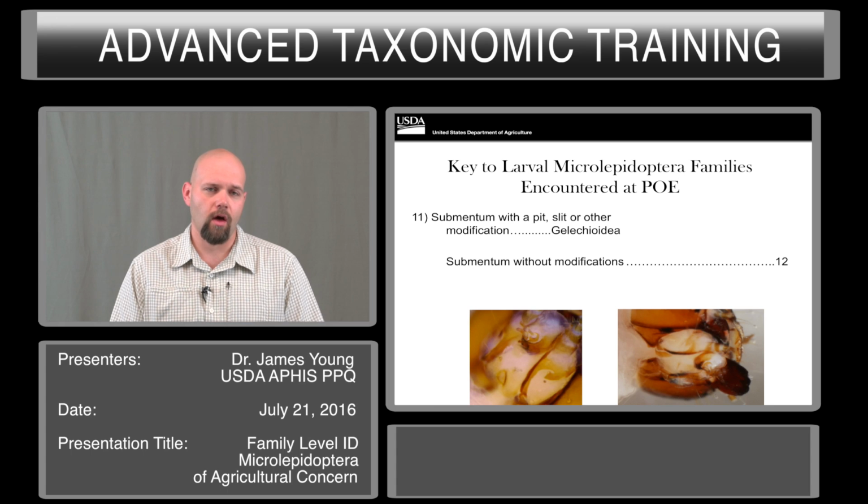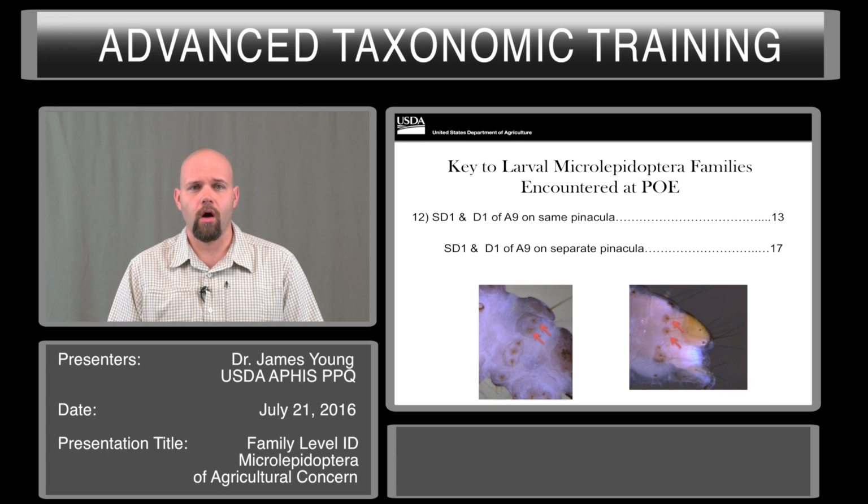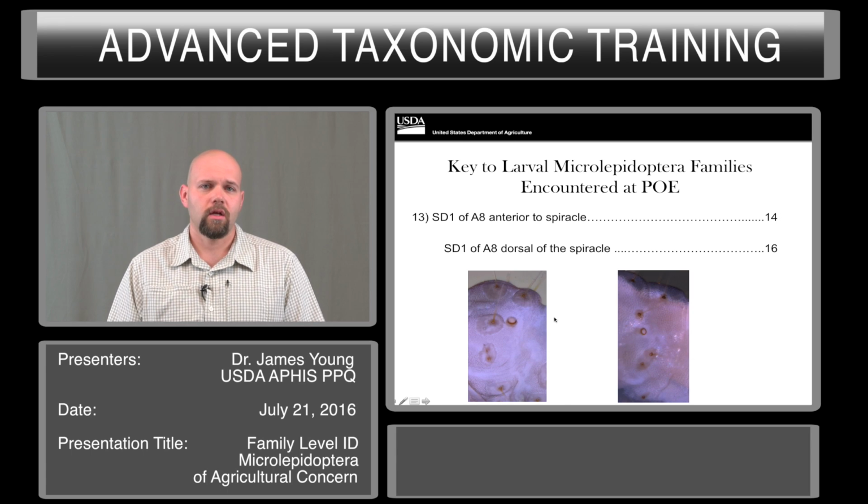It is now known that there are several families of Gelechioidea that have some sort of modification on the submentum. Are SD1 and D1 of A9 on the same pinaculum or separate, as illustrated below? This is a character that is commonly used to separate Tortricids from Gelechioids. Is the position of SD1 on A8 anterior of the spiracle or dorsal?